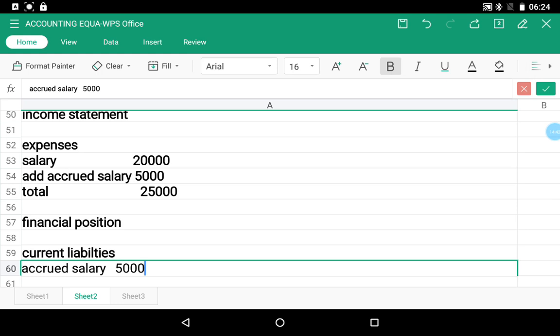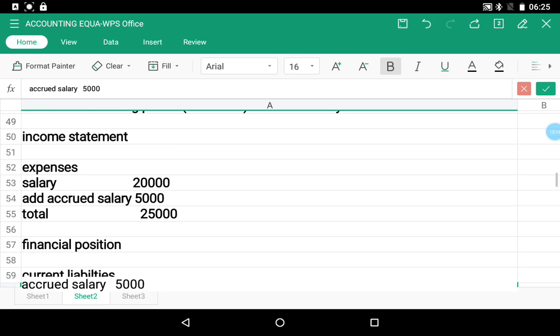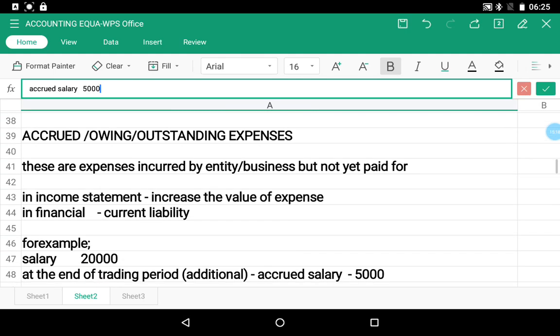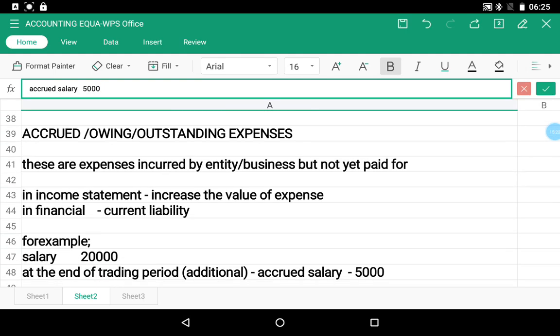So that's how they treat accrued or owing or outstanding. Remember, we have said accrued expenses or outstanding expenses or owing expenses. We have said these are expenses that are incurred by the entity or business but not yet paid. You use services, but at the end of the period you have not yet paid for them. That means they will be added to the other expenses that you have used. So that is our accrued expenses or owing expenses.